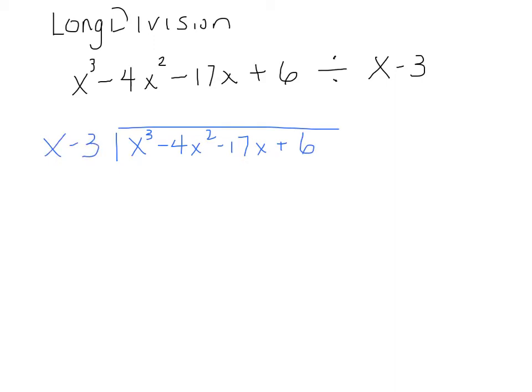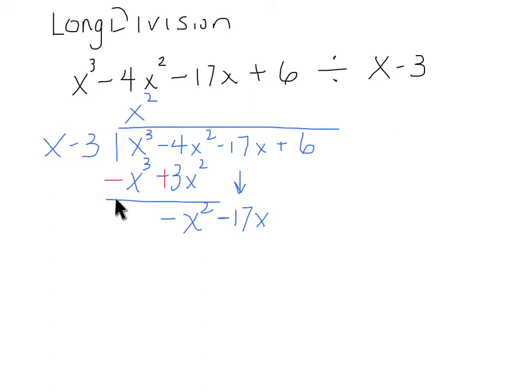And for the first number, we're going to say x times what is x to the third? Well, that would be x squared. And then we're going to multiply. X squared times x is x to the third. Negative 3 times x squared is negative 3x squared. And then we're going to remember to change the sign and add. So when we do that, negative 4 plus 3 is negative x squared, and then we bring down the next term. And we do the process again.